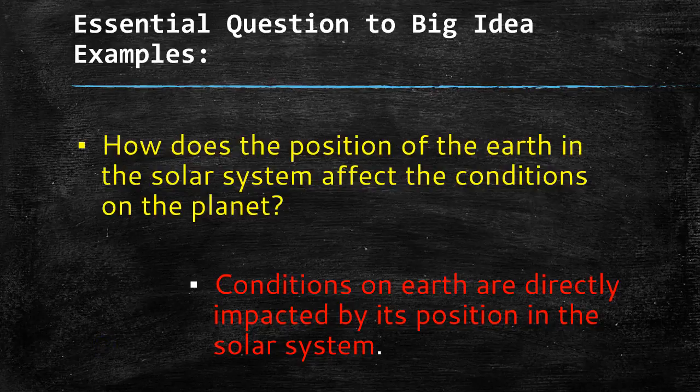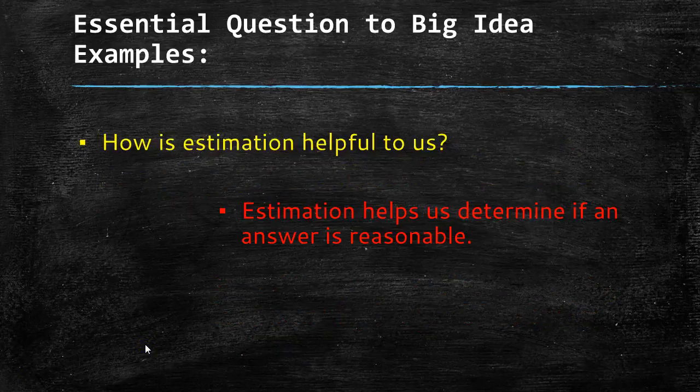Another content example might come from a science classroom. And the essential question would be, how does the position of the Earth in the solar system affect the conditions on the planet? And finally, the big idea, conditions on Earth are directly impacted by its position in the solar system. Our final example is a math question. So the essential question might be, how is estimation helpful to us? And the big idea we would want the students to walk away with is, estimation helps us determine if an answer is reasonable.